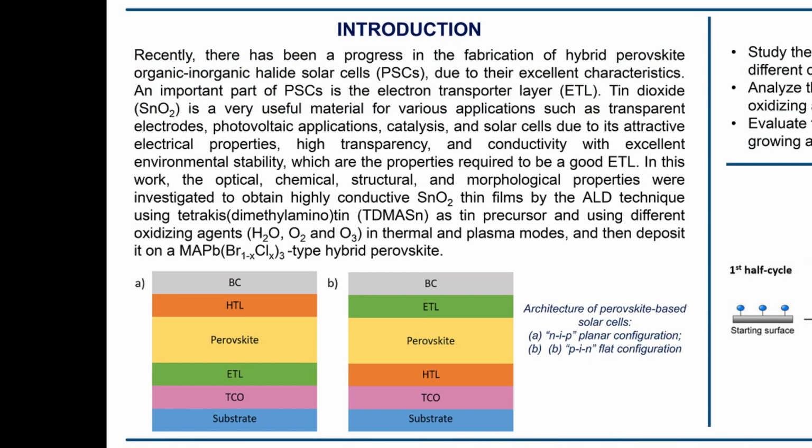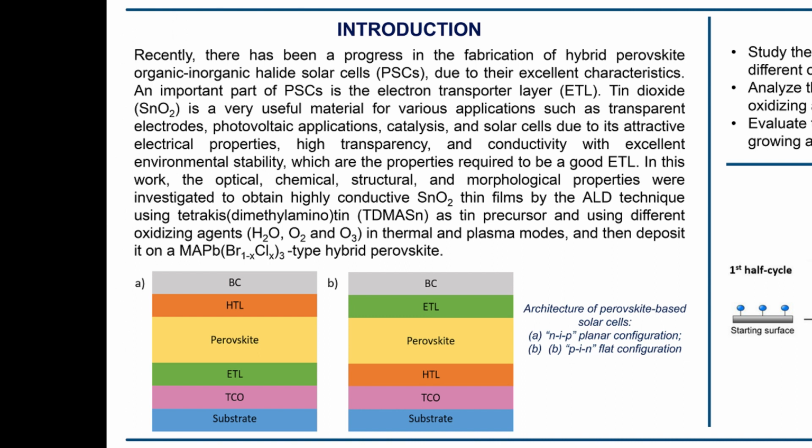Recently, there has been progress in the fabrication of hybrid perovskite organic-inorganic halide solar cells, abbreviated as PSCs, due to their excellent characteristics. An important part of PSCs is the electron transporter layer. Tin dioxide is a very useful material for various applications, such as transparent electrodes, photovoltaic applications, catalysis, and solar cells due to its attractive electrical properties, high transparency, and conductivity with excellent environmental stability, which are the properties required to be a good electron transporter layer.